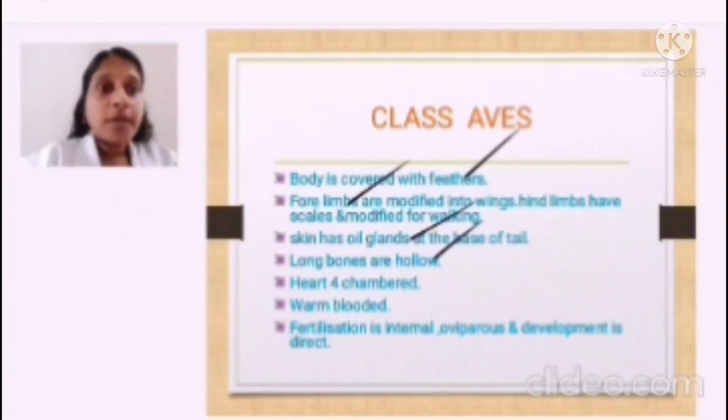Four chambered heart and warm blooded animals, which means their body temperature should remain constant. By different mechanisms they keep their body temperature constant. Okay, what are the mechanisms? In the next year you will be learning.